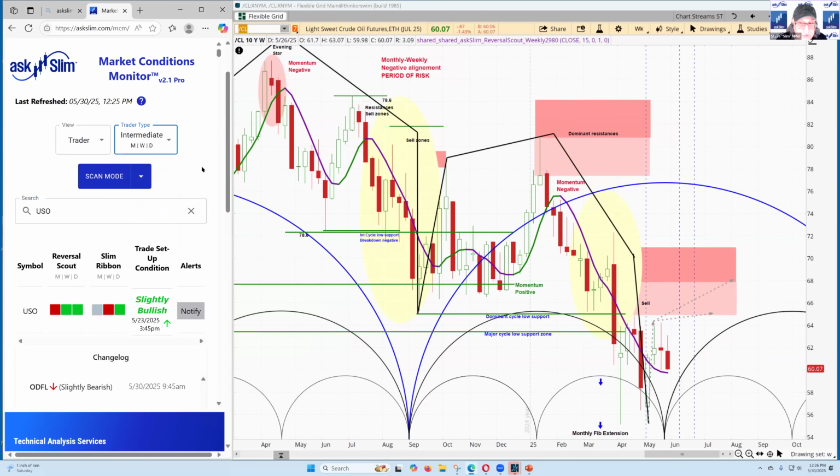We'll take a look that it's slightly bullish here on the intermediate term. That's a bit of a conflict on the weekly from what we're seeing here, because it's just flattening out right there.